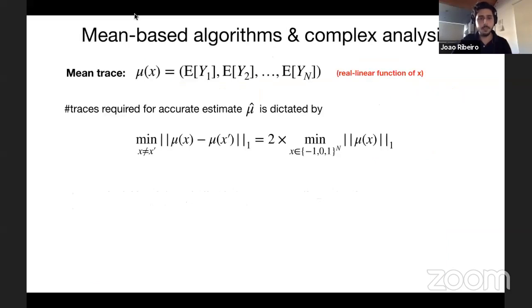Okay, let's continue. So I'm going to briefly mention the connection between these mean-based algorithms, how you analyze them, and complex analysis. First of all, an observation that's quite standard in these statistical reconstruction problems is that the number of traces or samples required for an accurate estimate of your mean trace is essentially dictated by the distance between any two mean traces from two different strings.